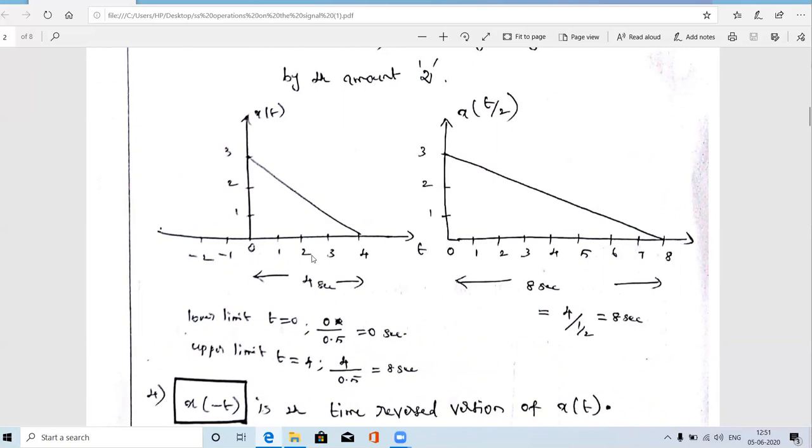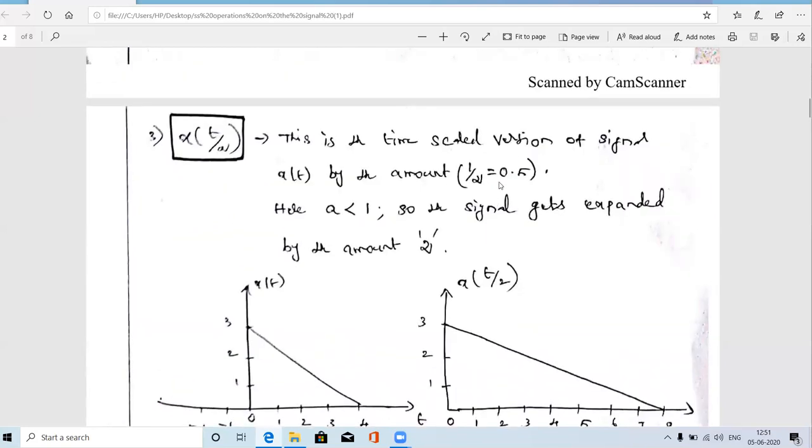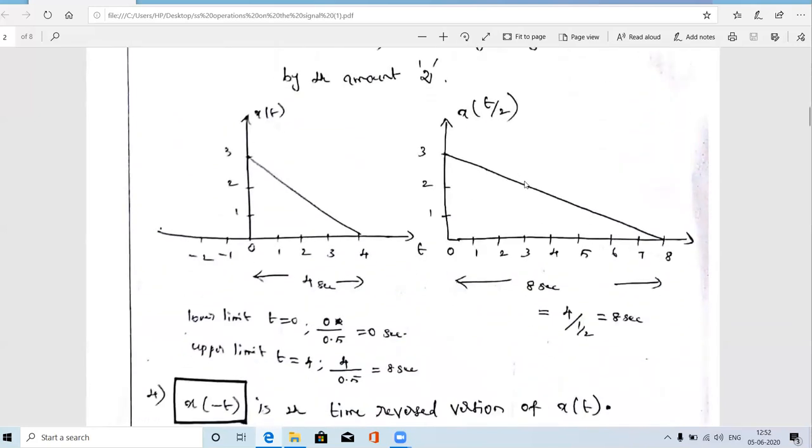The lower limit is 0, the upper limit is 4. In a similar manner we have to do. Here, what is the value of A? The value of A is 0.5. Here you just divide the lower limit by 0.5. So 0 divided by 0.5 is 0 only. And the upper limit 4, 4 divided by 0.5, what is the answer? It is 8. So that's why the same signal is available between 0 to 8 seconds.